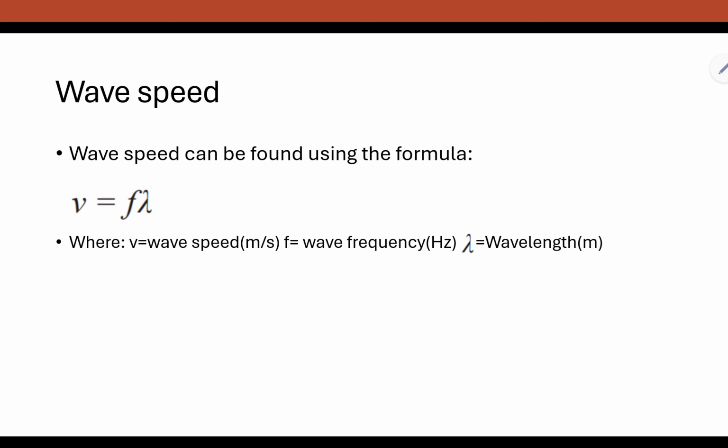Now we go into the wave speed. Wave speed can be found using the formula V equals F lambda, where V equals wave speed, F equals frequency, and lambda equals wavelength.